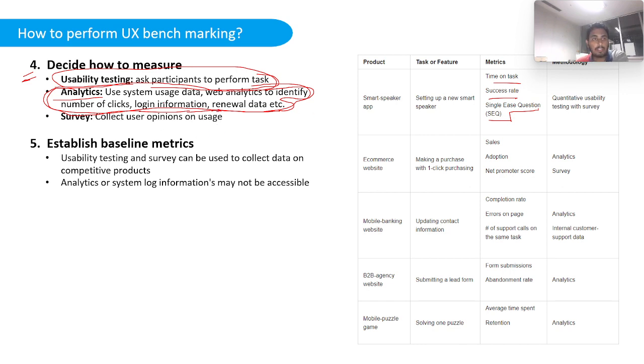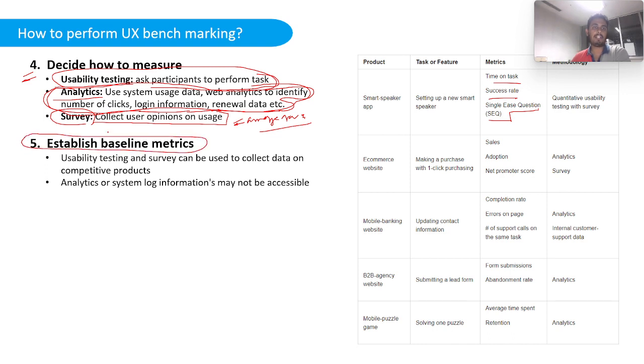So this is analytics. Then surveys: you can give simple tasks to users, and then collect information about their ratings, like how they rate the ease of use, etc. This is similar to Amazon reviews. You can consider Amazon reviews as large chunks of survey information, which you can use for UX benchmarking.